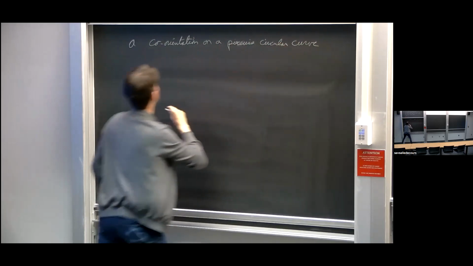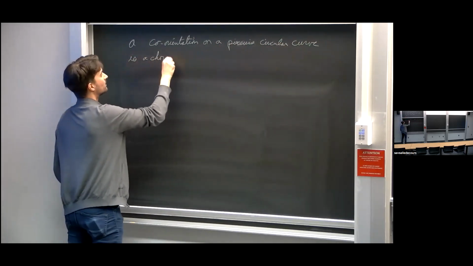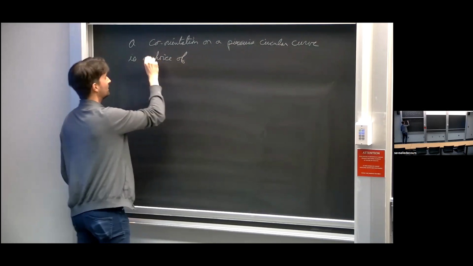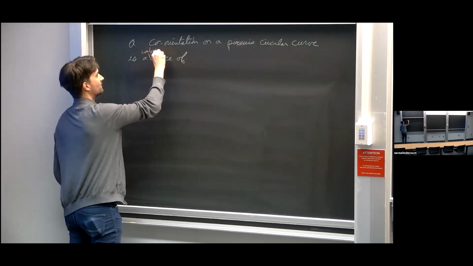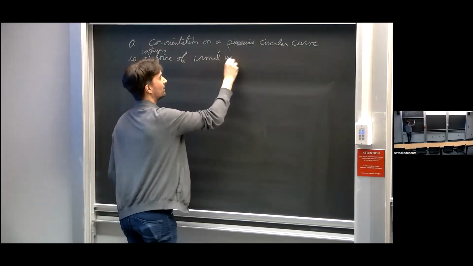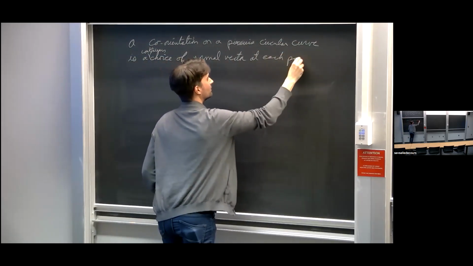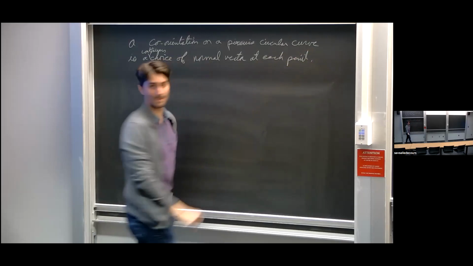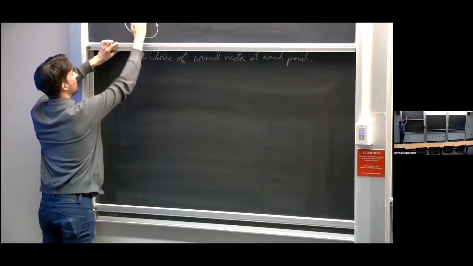So a co-orientation is a choice of a continuous choice of normal vector at each point. But like at the cusps, you have to say something else. At cusps, no, it has to be continuous.